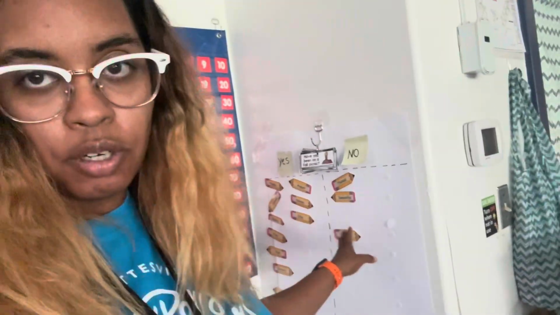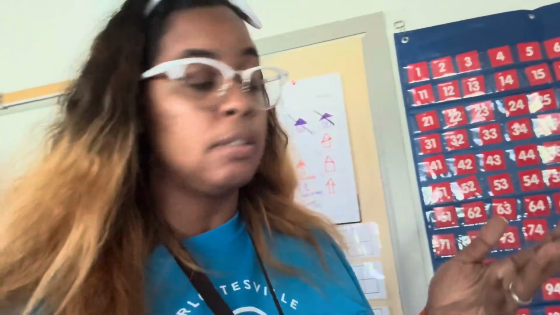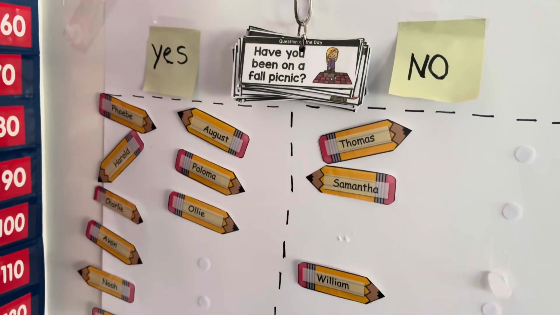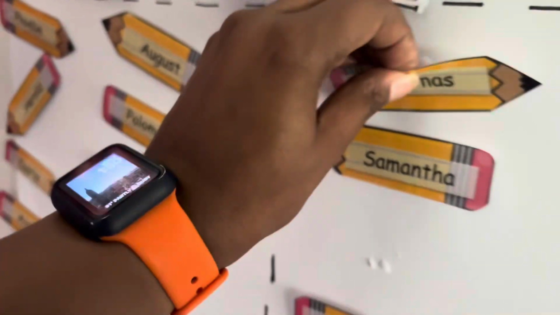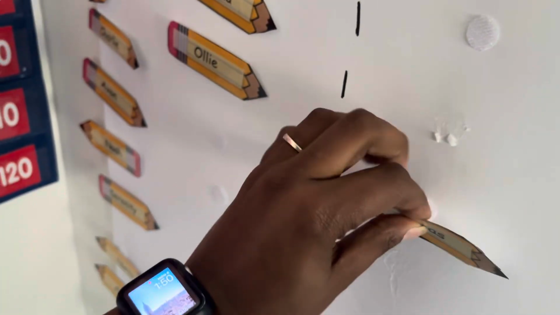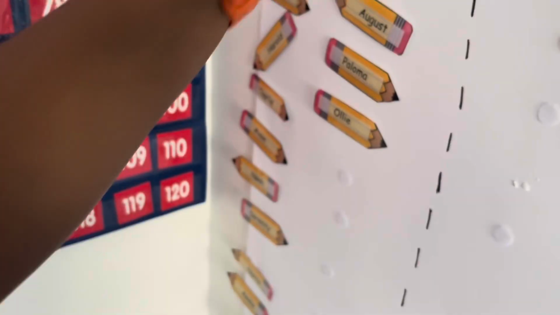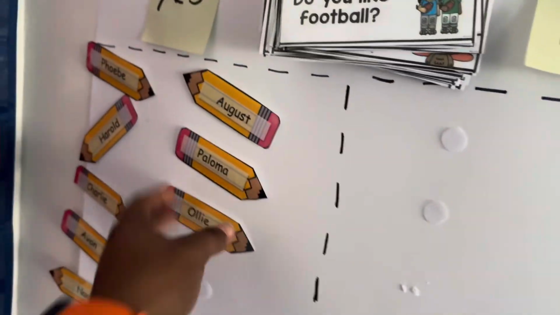And of course, another thing for math that we do is a chart where we do a question of the day. Today's question of the day was, have you been on a fall picnic? At the end of the day, or right after math, I just take all the names off, reset them by putting them back on here, and then I change the question. So tomorrow's question of the day will be, do you like football? And you can come up with any question you please, honestly.